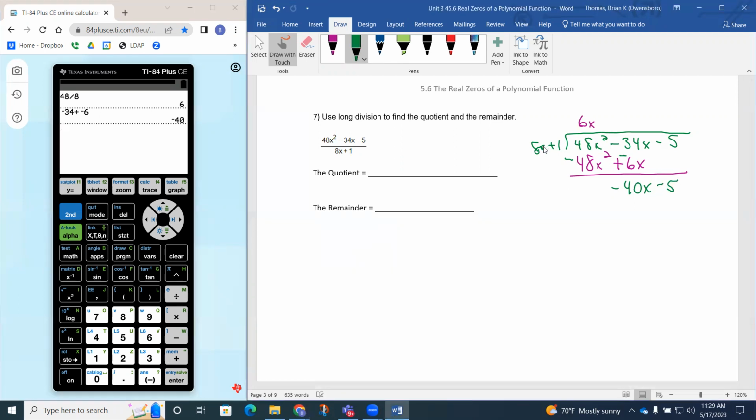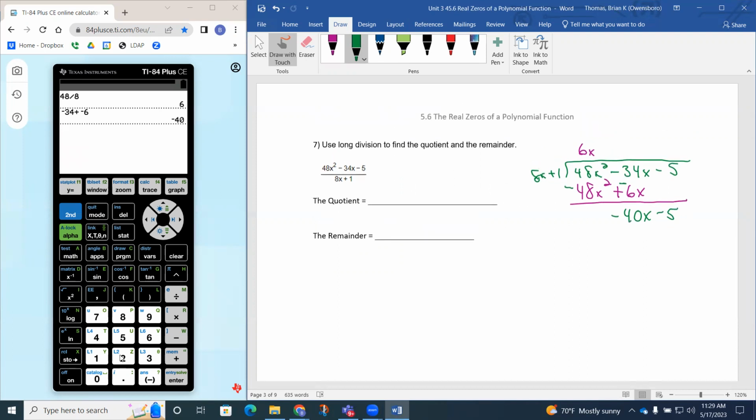Then what times 8x gives me this negative 40? I believe a 5. So if we double check that, 40 divided by 8, does it give me a 5? Yeah. So to get a negative 40, we need a negative 5 though. So negative 5 times 8x is negative 40x. And then negative 5 times a positive 1 is a negative 5.